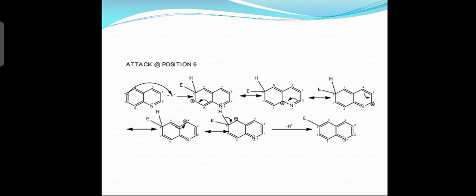Hence, the intermediate carbocation formed by the electrophilic attack at position 5 or 8 is preferred over the 6th or 7th position. So, the carbocation intermediate loses a proton, that is, in the last step it will lose a proton and give the substituted product.